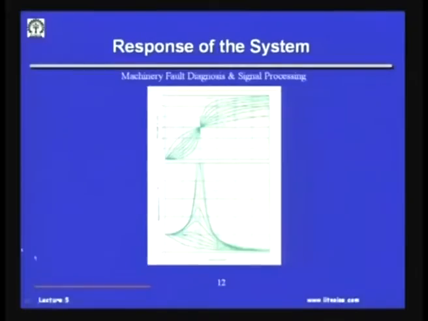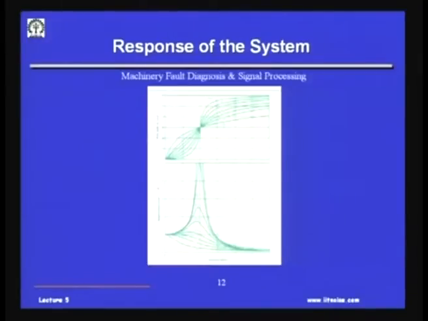In fact, if you look at this plot here, this is the magnification factor and the frequency response. With very low damping, this amplitude shoots up, and the phase angle also undergoes a change of 90 degrees, and it changes with damping. So, this is a typical response of a single degree of freedom system subjected to a forcing function.